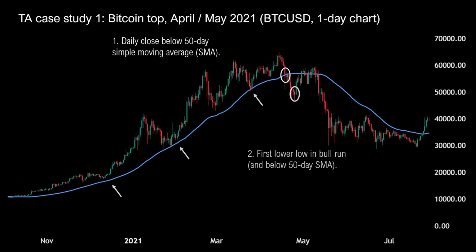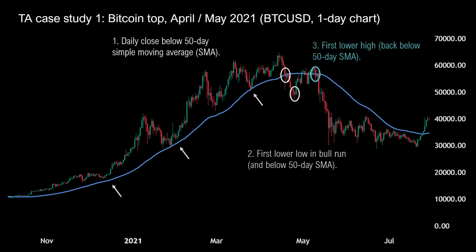Bitcoin made its first lower low of the entire bull run that was also below the 50-day SMA. An uptrend is made up of higher highs and higher lows, and now that there was a lower low in place, the uptrend looked like it could potentially be about to turn into a downtrend. Of course, to have a downtrend, you also need the price to make a lower high.